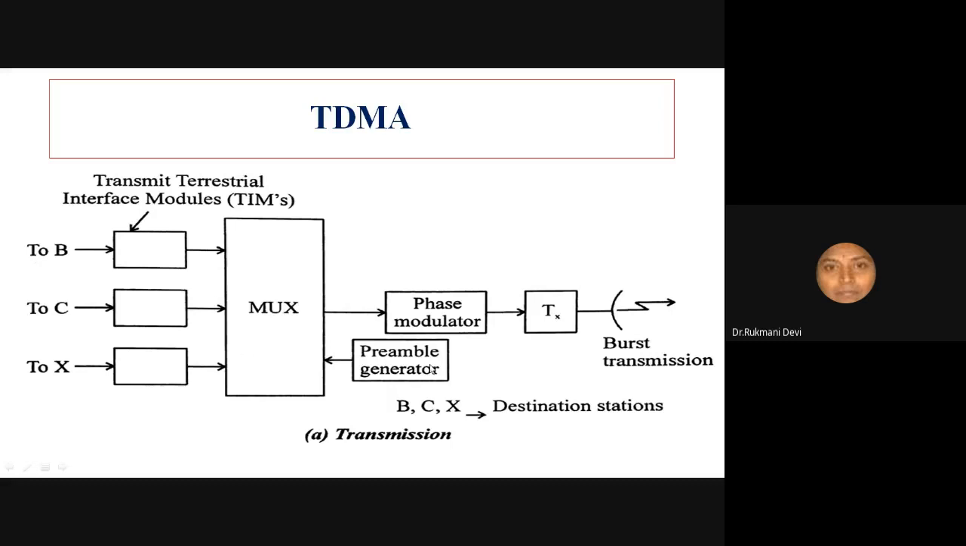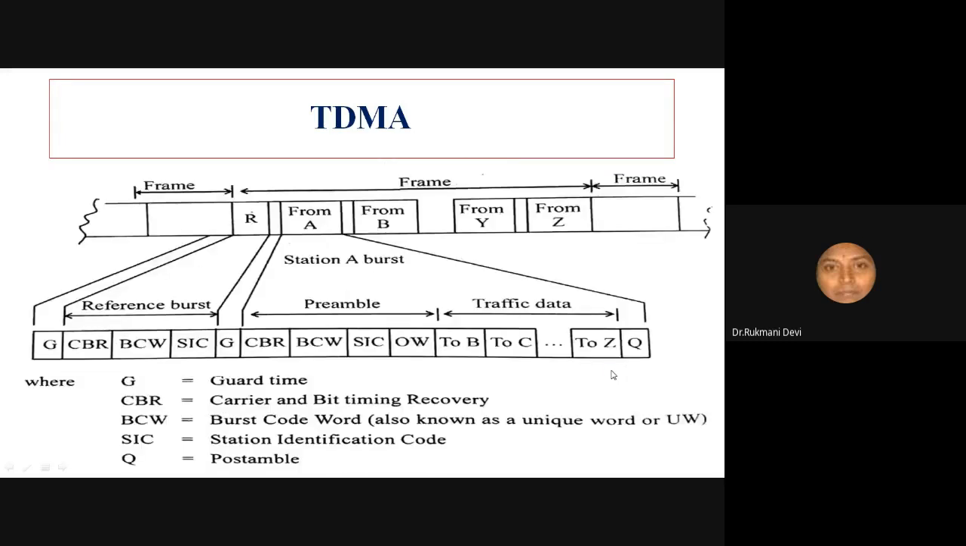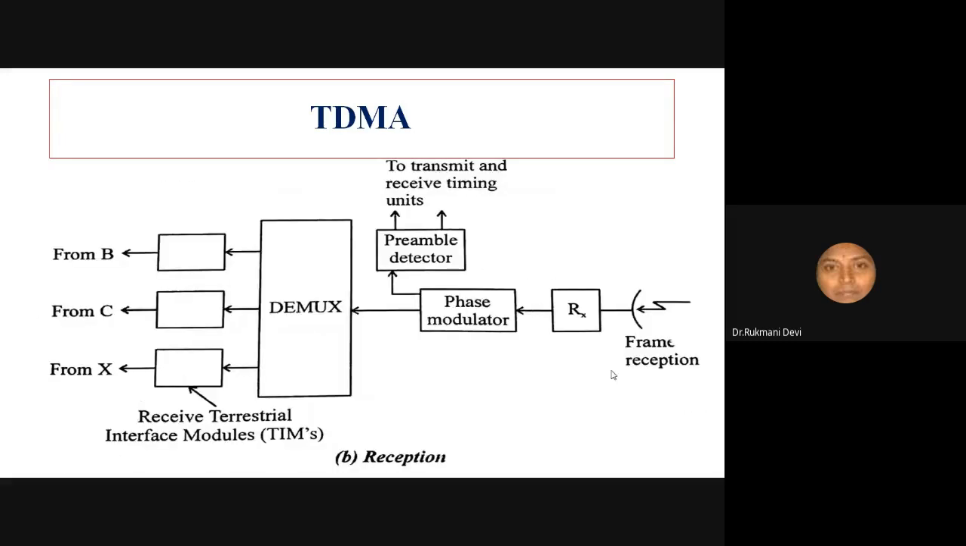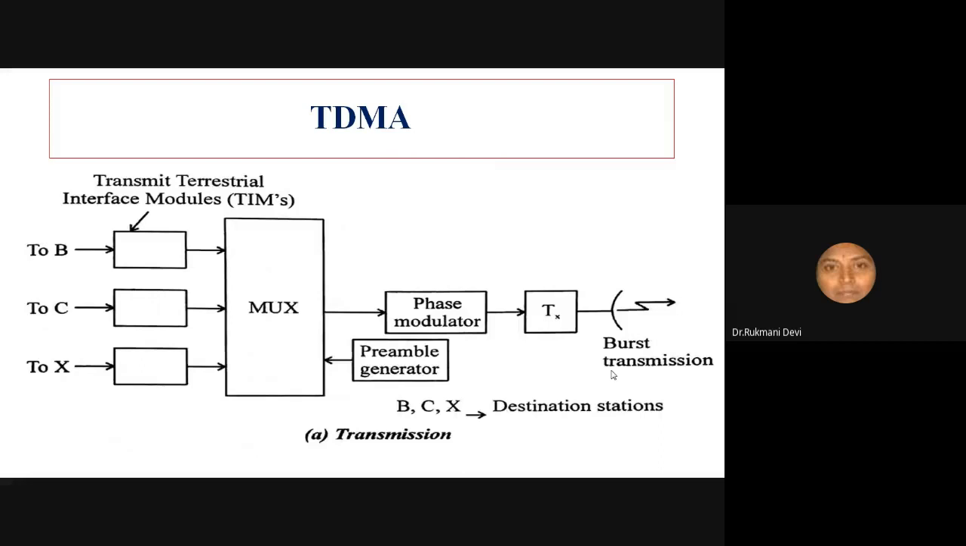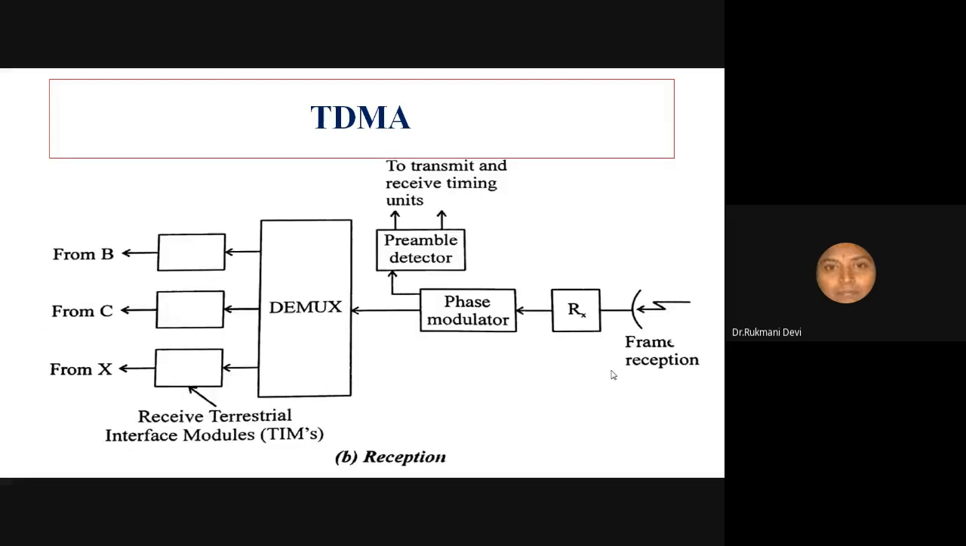Here is the phase modulator, then the transmission. Now the burst transmission, the signal is transmitted. This is a preamble generator. This is the transmitter part and this is the receiver part. Whatever you have, the reverse process is obtained in the receiver part of the time division multiple access.